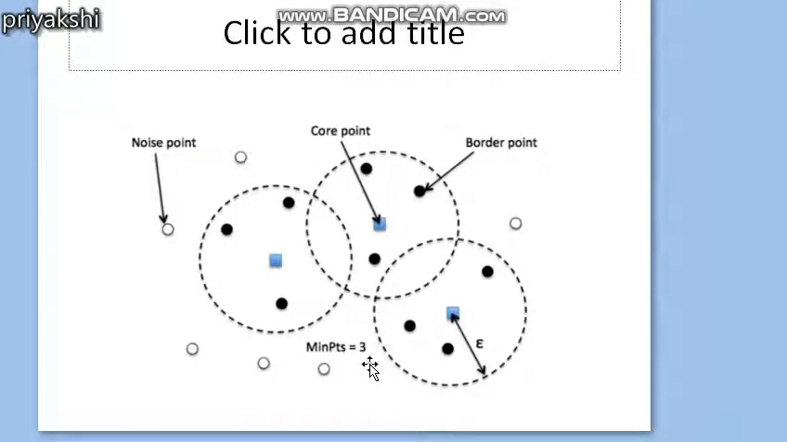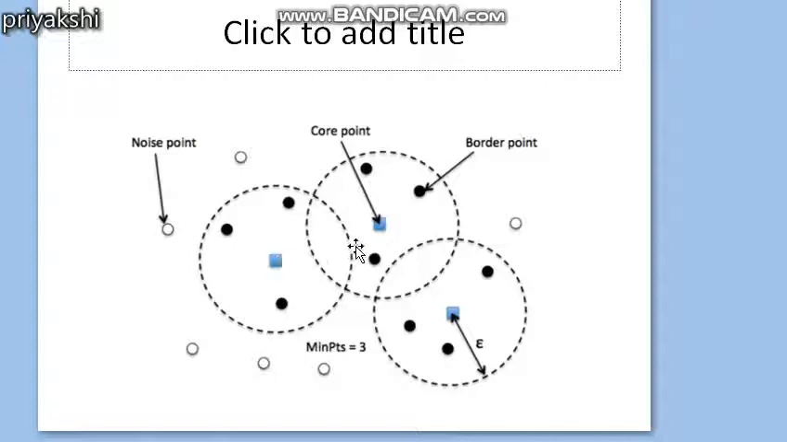So what is the definition? It tells you that if the epsilon neighborhood of a particular object contains at least the minimum number of points, so at least 3 points, then this particular object is known as the core object. As you can see, if you draw a circle with the epsilon radius, this will be the epsilon neighborhood, and it contains 4 points, which is greater than 3, so this will be called a core point.